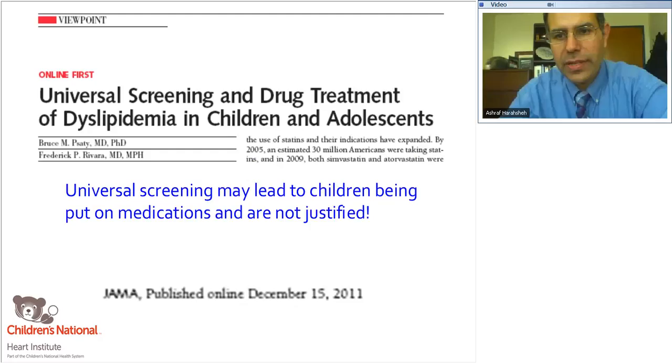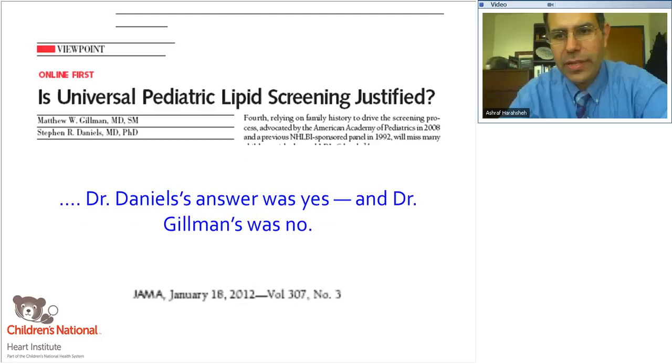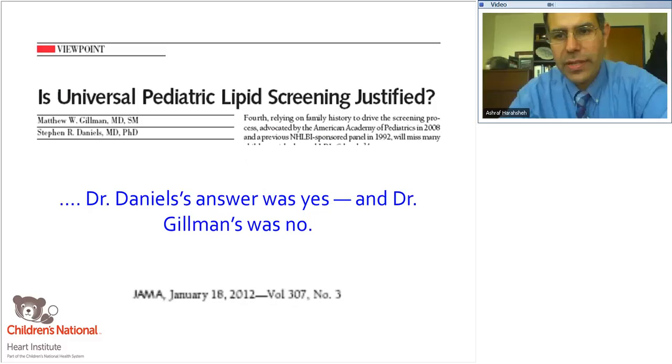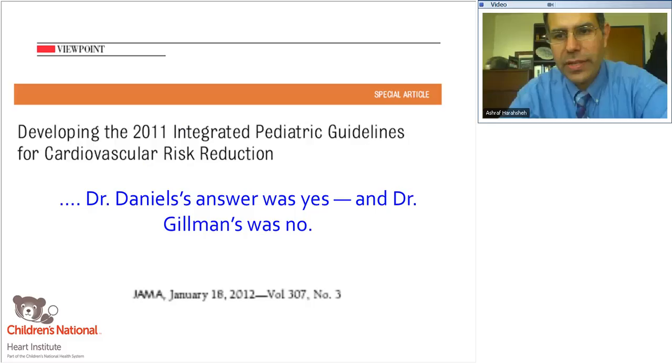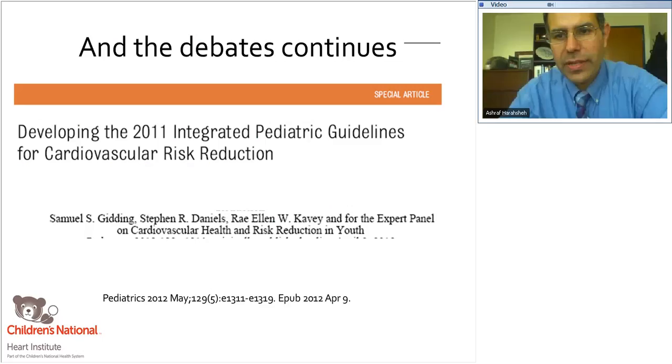The controversy continued. In JAMA, there was a paper arguing against using the universal screening. By the way, this is one line out of the 44-page summary report that got most of the heat. And in trying to defend this, two of the authors who wrote the guidelines argued for the universal screening. But if you read carefully into the paper, you would realize that one of them actually supported the guidelines, the other did not. And the main authors of the guidelines wrote another paper describing how the guidelines were developed.